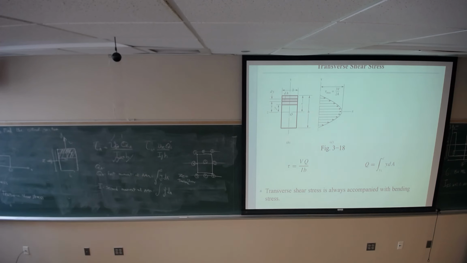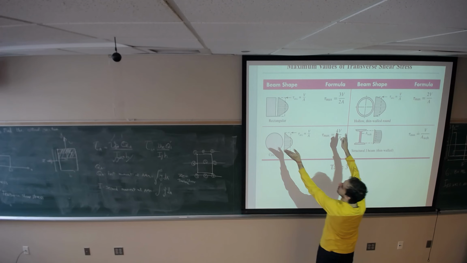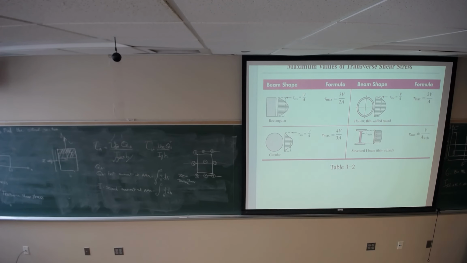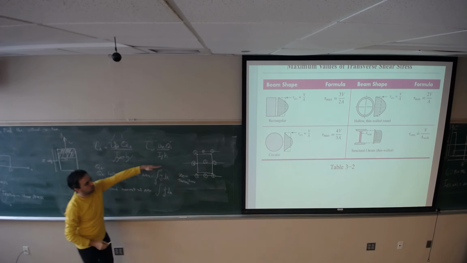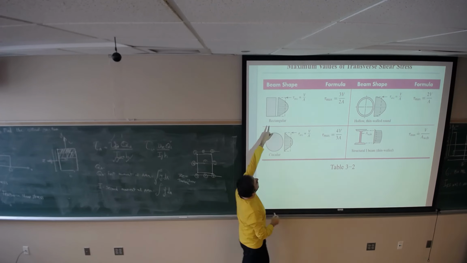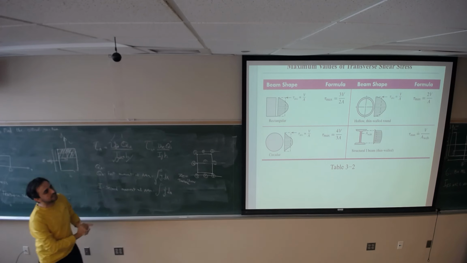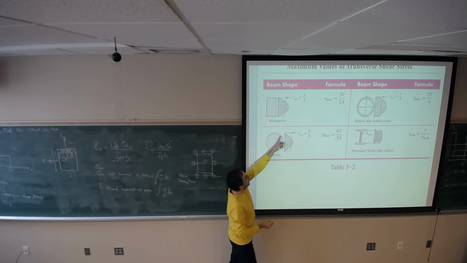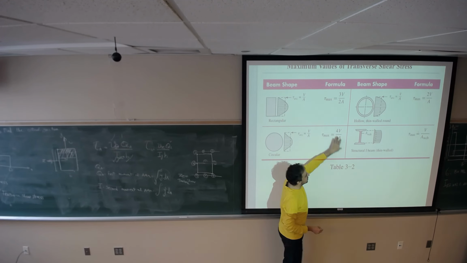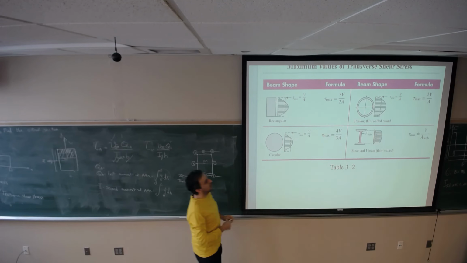This table for different cross sections has calculated the maximum shear force. It has calculated this integration for this line, and you can see the maximum shear stress. The maximum transverse shear stress for a rectangular cross section is 1.5 times V over A. For the circular cross section, it's going to be this. For this cross section, you will see there, and for hollow, you can find over there.